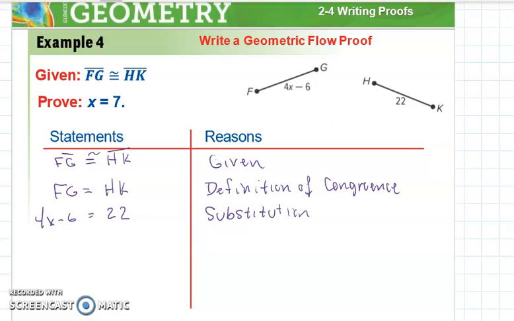From here, it's just like we were doing before on the others. We're going to add 6 to both sides. So this right here was addition. And then we're going to divide by 4. X equals 7. That would be division. So that's it. There you go.